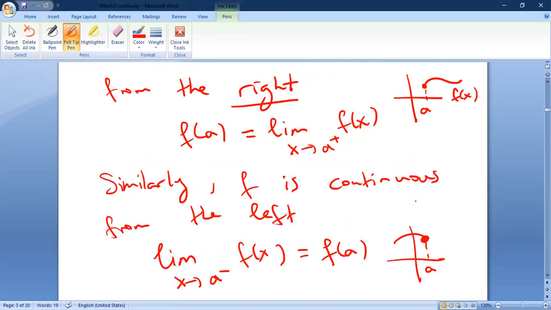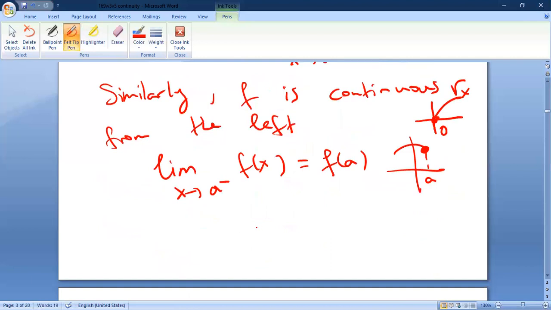To give another example, like the square root of x function. This is right continuous at 0. For a left continuous function, we can think about the square root of minus x function. This is left continuous. It's not defined from the right of 0. So this is right continuous, and this is left continuous.